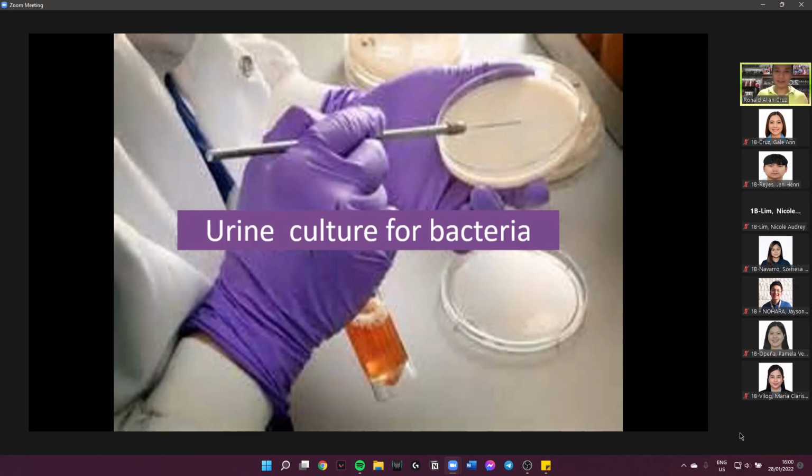So give it some time. Allow the bacteria to grow, and then the lab will determine which antibiotic the bacteria is sensitive to. From there you can give your appropriate antibiotic. In the meantime, while waiting for your culture and sensitivity, you could give empiric therapy for a while. It's not that we do nothing for the patient while waiting. As the results come in, you would shift your antibiotic to the appropriate one.